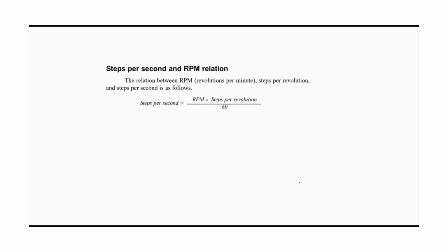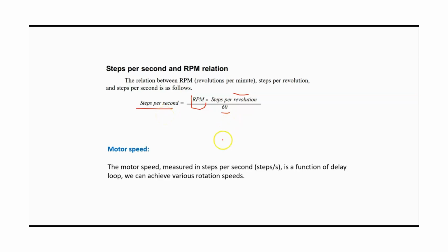So next, we discuss steps per second, and the related parameters are revolutions per minute and steps per revolution. How can we determine the steps per second of a particular motor, that is, how many steps will be covered in 1 second? We multiply the revolutions per minute parameter with steps per revolution. In the previous slide we discussed steps per revolution. That will be multiplied with revolutions per minute, and if we divide the number by 60, then we will get steps per second. So steps per second is the parameter which is related to motor speed.